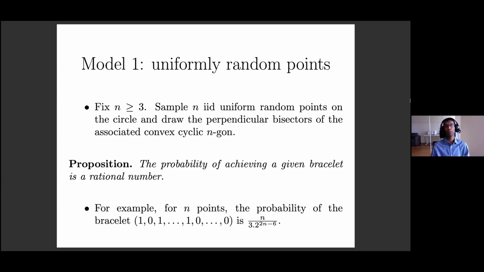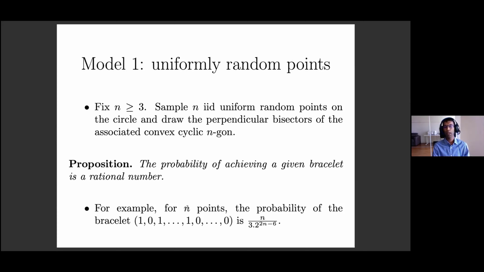So I'll first discuss the first model, which is that you fix n, at least 3, and you sample n IID uniformly random points on the circle. You order them in cyclic order, and you draw the corresponding perpendicular bisectors. Then you can ask, you fix a realizable bracelet. What is the probability that I achieve this given bracelet by this method? So the answer is that it's always a rational number, and if you are willing to compute very tedious integrals, you will end up computing the exact value for the bracelet you want, but it's very tedious.